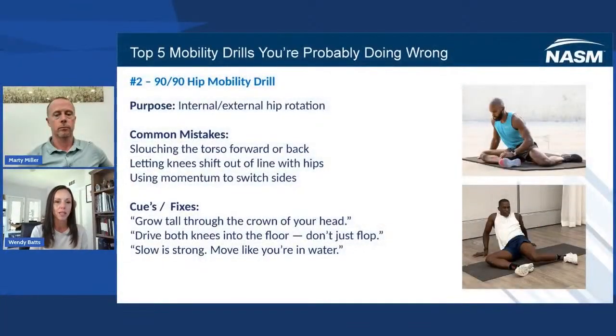So when we're thinking about some common mistakes, again, you're slouching the torso forward or back. You're letting the knees shift out of line with the hips, because again, we're trying to keep everything ideally lined up. And then they're just going fast from side to side. Anybody can do things fast. That's why, especially through NASM, we focus on eccentric contractions first. It's not about momentum. It's about, like Marty said in the beginning, the quality of the movement patterns. So again, you want to grow tall through the crown of your head.